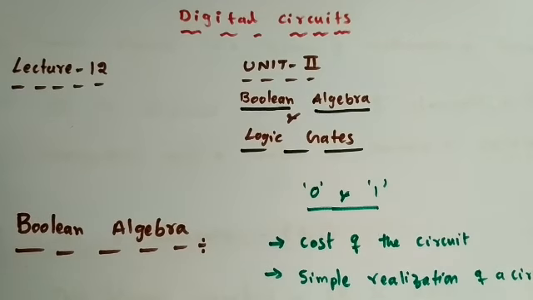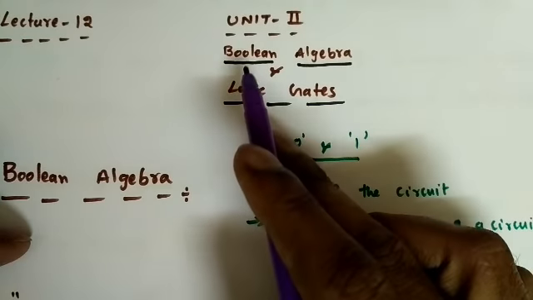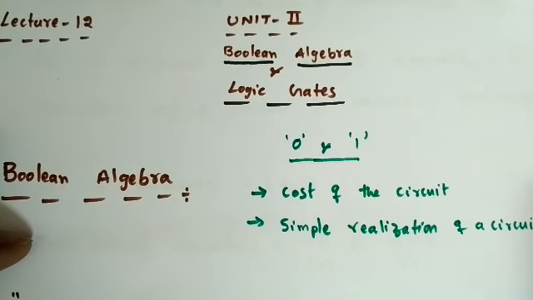This is lecture 12 in digital circuits. In this lecture, I'm going to start the second unit in digital circuits, which consists of Boolean algebra and logic gates or logic functions.